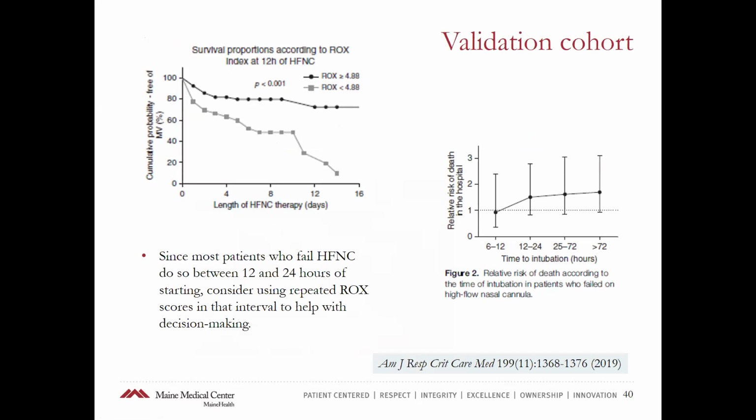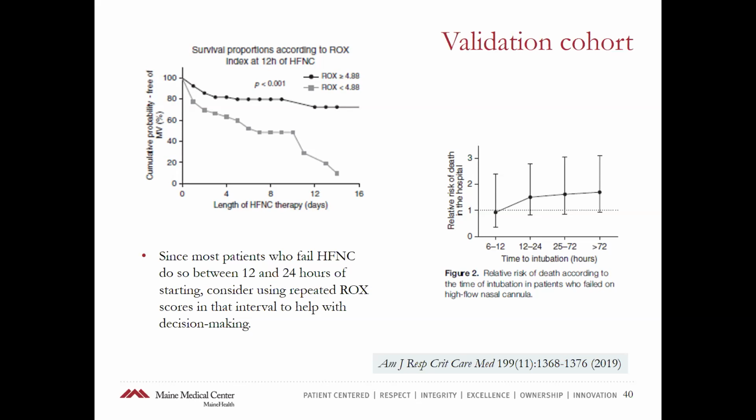So they were validation cohort. They basically went through and looked at the same thing and validated the same thing and found the same sort of thing, right? They had that 4.88 for their cutoff, which seemed to be a very good divider for who was going to make it and who was going to fail.